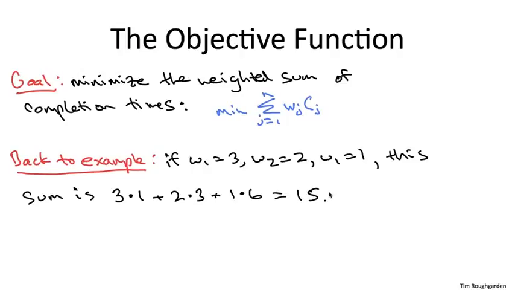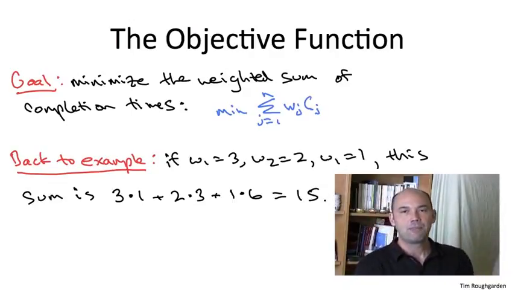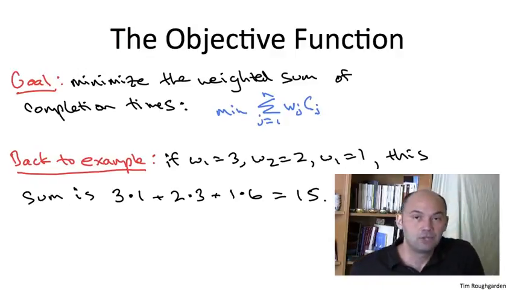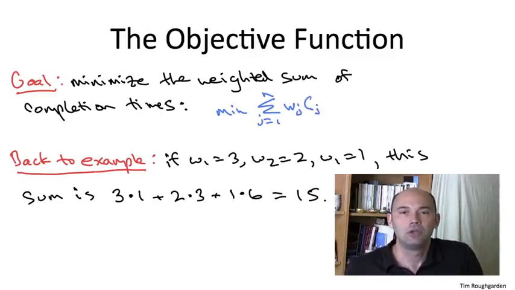And I'll let you verify that, in fact, of all of the 3 factorial or 6 schedules in that example, this is the schedule that minimizes the weighted sum of completion times. And the algorithmic question we're going to study next is, how do we do this in general? Given arbitrary input jobs, weights, and lengths, what is the sequence that minimizes the objective over all n factorial sequences you might consider?